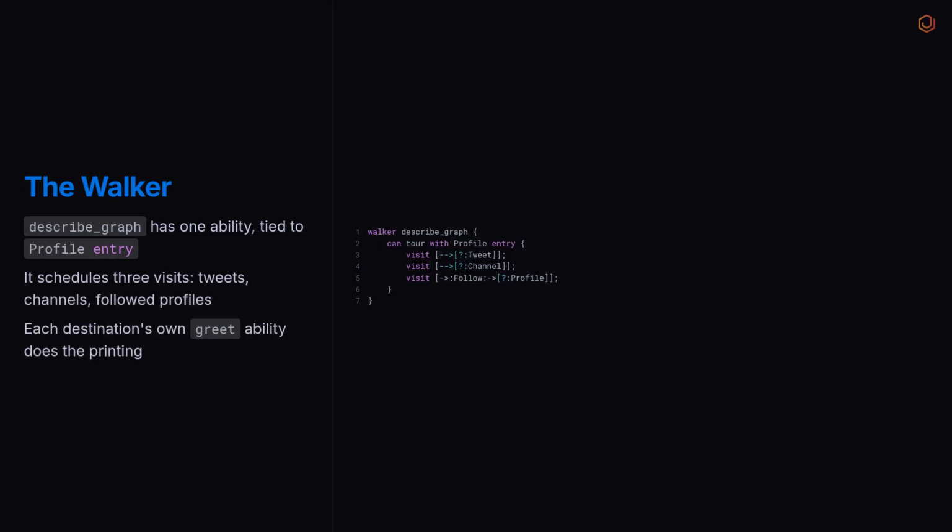Here's the walker, 1 ability, tied to profile entry. Every time it lands on a profile, it schedules 3 visits: outgoing edges to tweets, outgoing edges to channels, and outgoing follow edges to other profiles. Notice the walker itself doesn't print anything. The nodes it visits do.